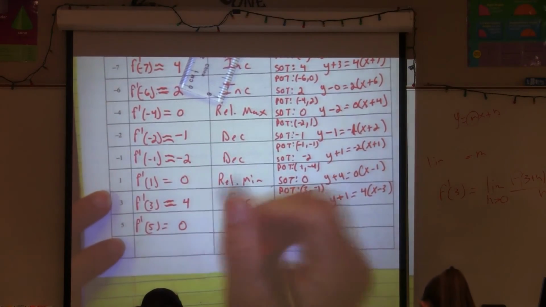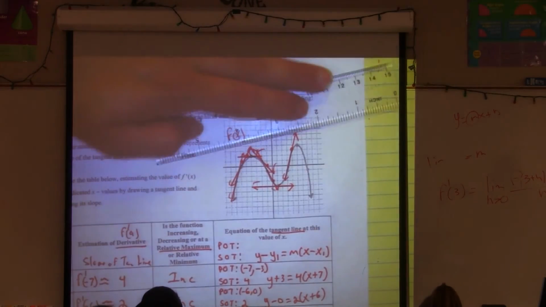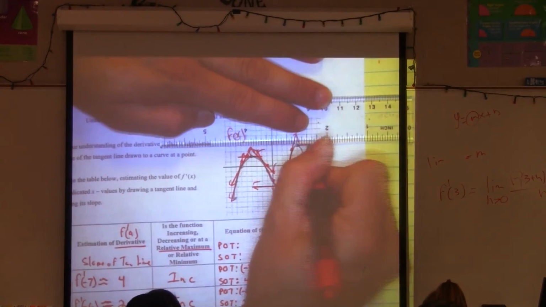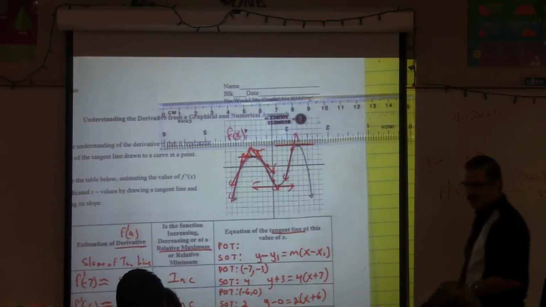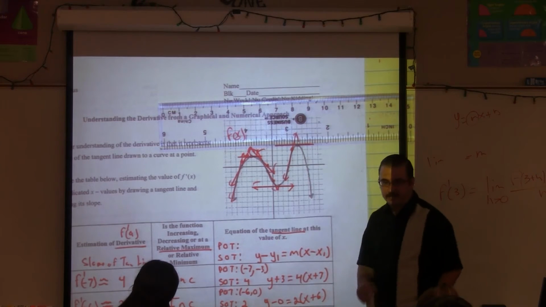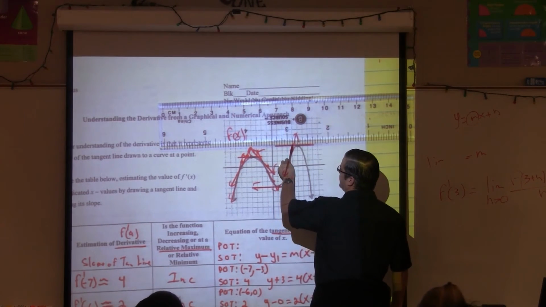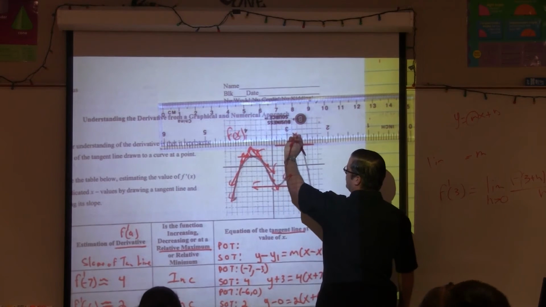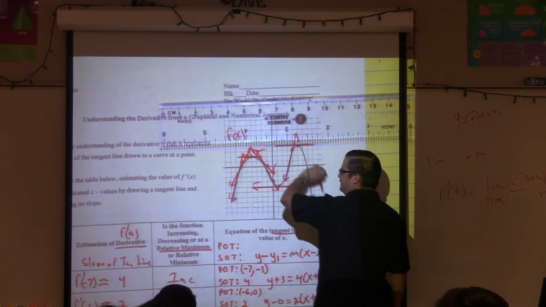0 again? Uh-oh, so what does that mean? What could I possibly have there? A maximum or a minimum? What do I have to look at? I have to look at the change from either side, right? So what was happening on the left side of it? It was what? Increasing, and then on the right side? Decreasing. So it's going from positive to negative.